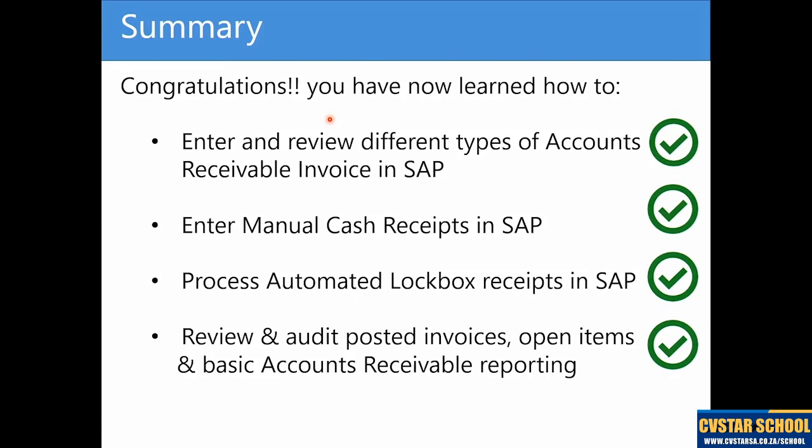Congratulations on completing the Accounts Receivable Bootcamp. So you've now learned how to enter different types of accounts receivable invoice in SAP, manual invoices or automated invoices from sales billing documents. You've learned how to enter manual cash receipts and match them to open items. You've also learned how to process an automated lockbox receipt in SAP, i.e. an electronic file from the bank for customer payments. You've also learned how to review and audit posted invoices and open items, and basic accounts receivable reporting of balances, line items, and the age analysis report.